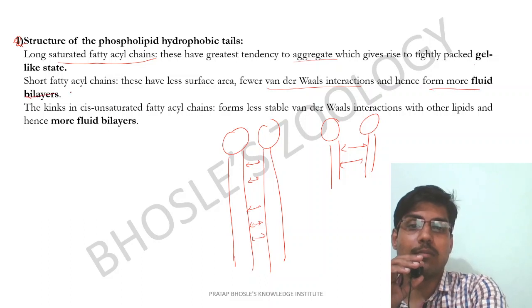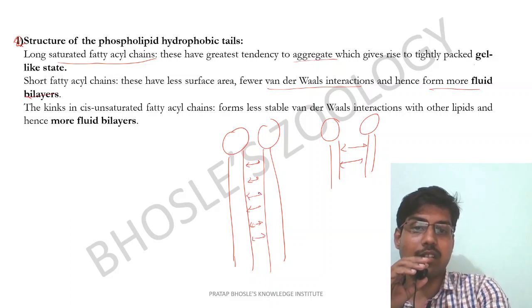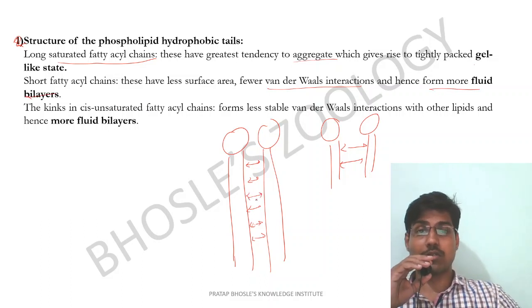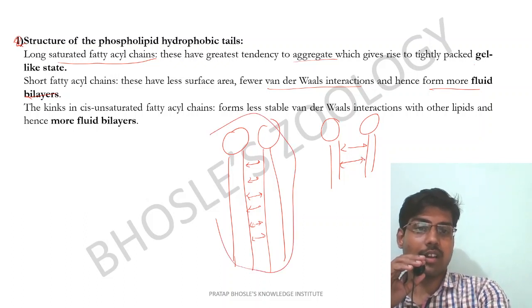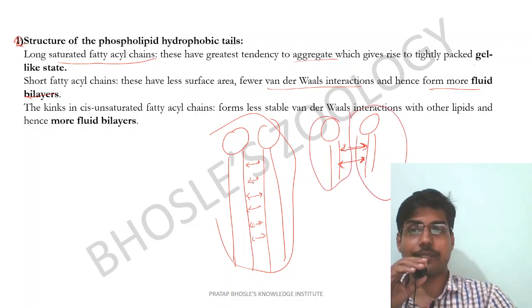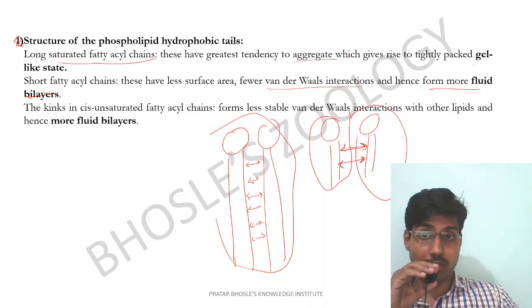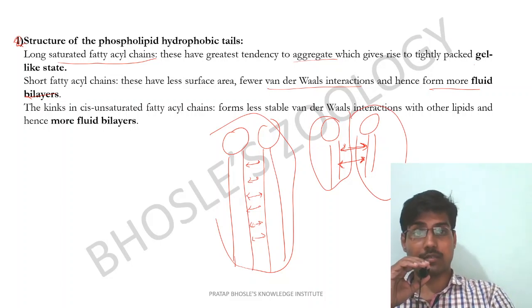more fluid bilayers. But here you will say there are more van der Waals forces, so that's why they will be more compact. But because these are short, the van der Waals forces are less. These will be more fluid than this. So this is how the structure of the phospholipid hydrophobic tail affects fluidity.